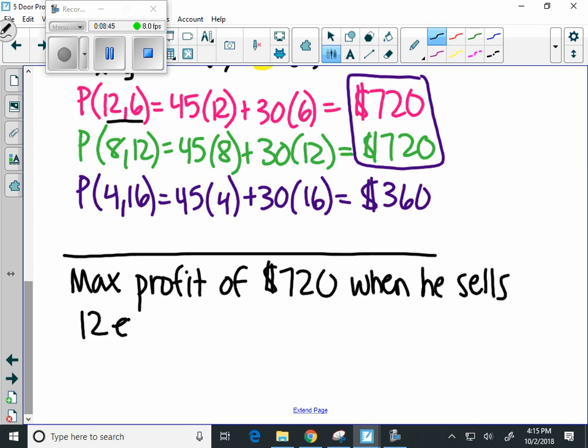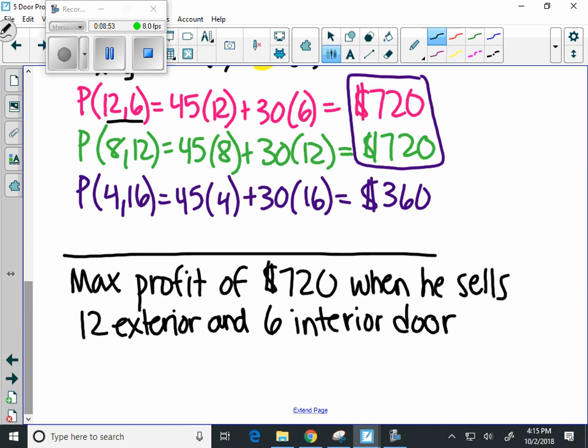That would be 12 exterior and 6 interior doors. Or if he does the combination of 8 exterior and 12 interior doors.